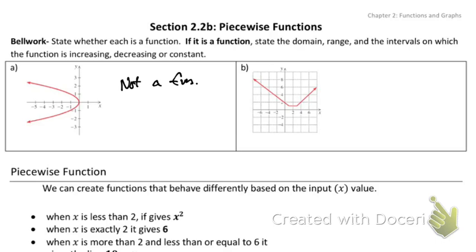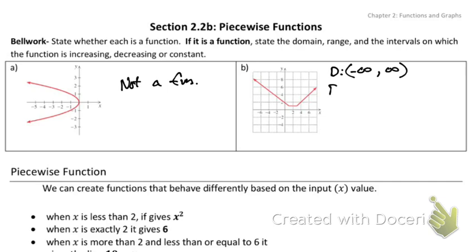All right, our next one is, in fact, a function. It passes the vertical line test. Each letter goes to one mailbox. That means I need to state the domain, the range, and the intervals in which it's increasing, decreasing, and constant. For our domain, you should have come up with negative infinity to infinity. It covers all of the x values. X values are our domain. So our graph covers all of the x values. Any x value I plug in would result in an answer.